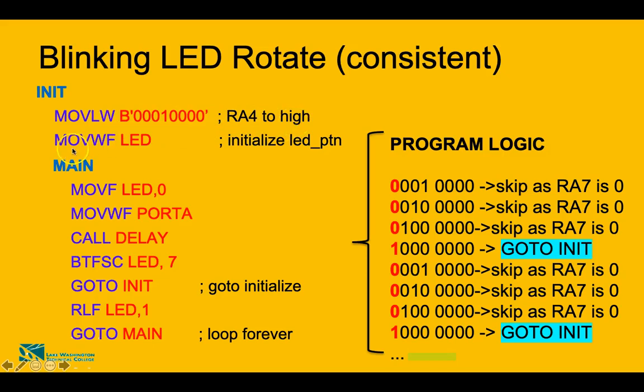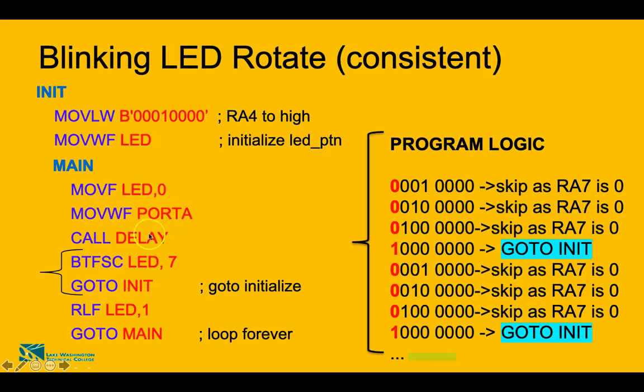RA4 is your LED, and MOVWF. So moving this literal number, which was already moved into the working register, to the file register named by this LED. So LED is my file register name. In this register, this literal number will be moved. And then let's see the code. So this is the main code here, and you can see MOVF LED, comma 0, and MOVWF PORTA, and then call delay.